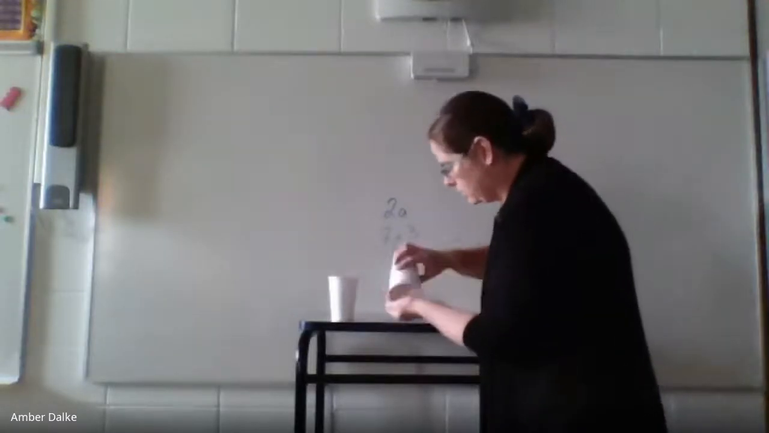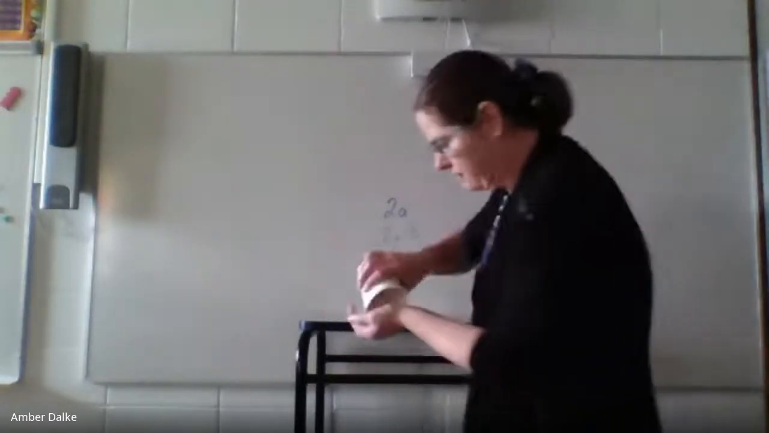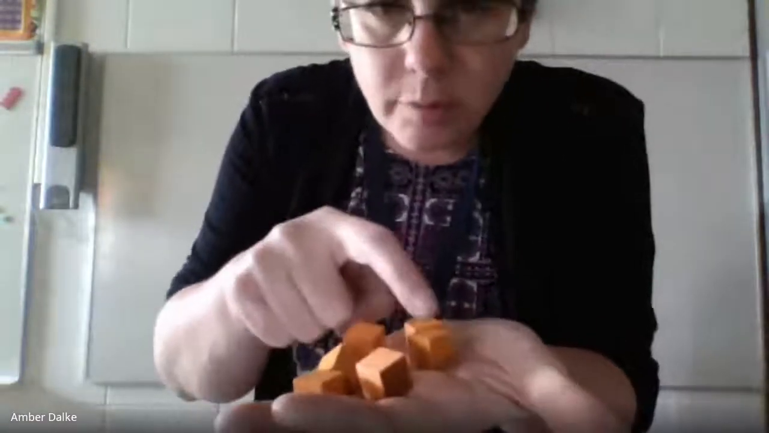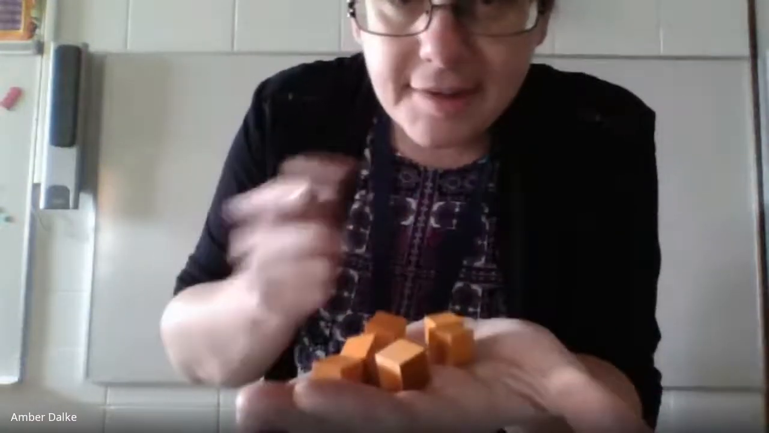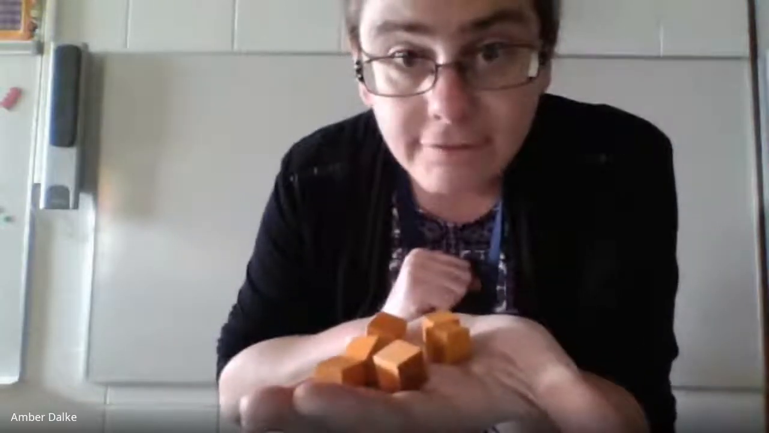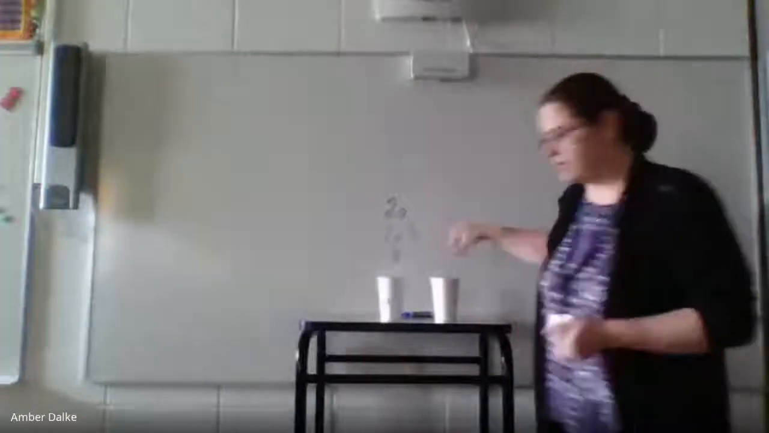Let's check them out. Tip them into my hand, see if our math was correct. Here we go. So we have 1, 2, 3, 4, 5, 6 cubes. Looks like we were in fact correct. We did the math properly. Okay, so that's how this works. We have 1 more to go, a little bit more complicated.